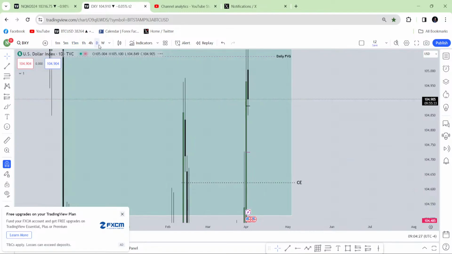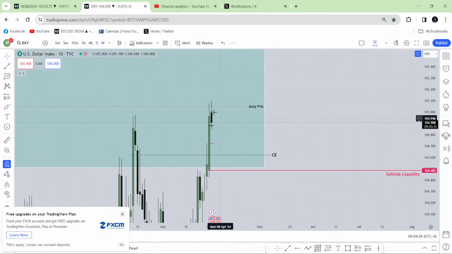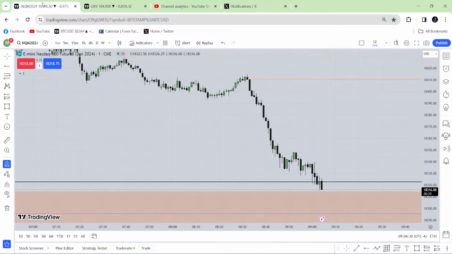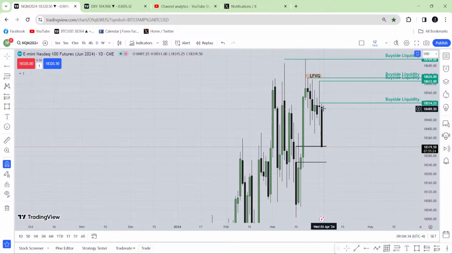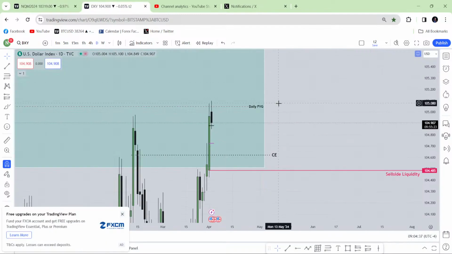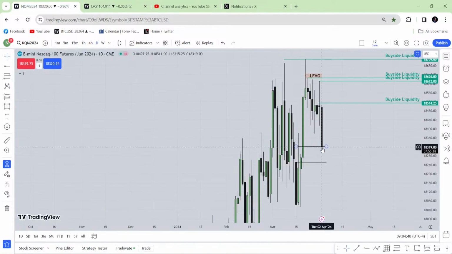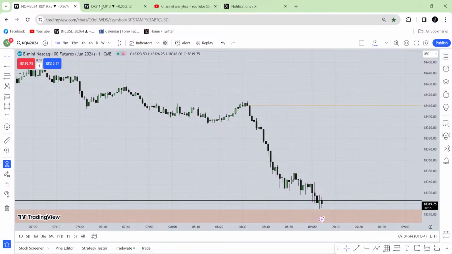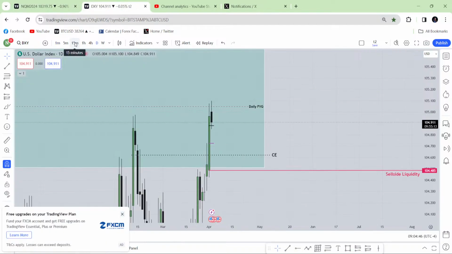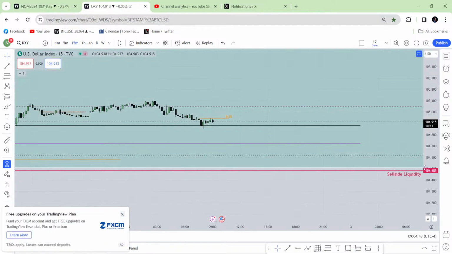At the same time, if you see the dollar index, this is today's candle, a bear candle. Over here, this is the Nasdaq, a bear candle. So both of them are going at the same level. See, it is a bear candle. This is also a bear candle. So both of them are in the same direction. I don't know what is happening. I have no idea what is happening.